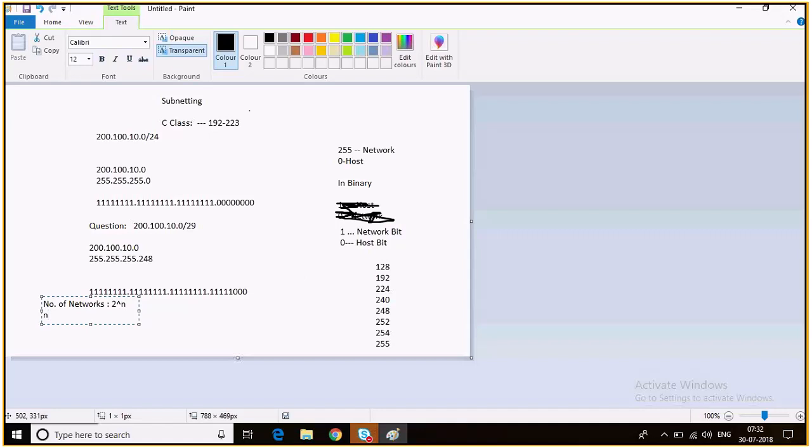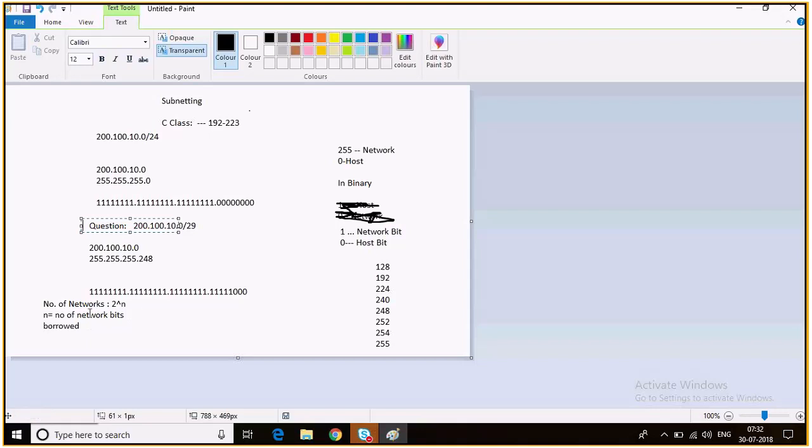N is equal to the number of networks borrowed. Network means number of ones, right? And I have to also make sure that I write things properly. Borrowed means the ones which we just converted, not the total number of ones. So the total number of ones that we have in this question is 29, right? But out of which 24 were already there with me when I started out with the default subnet mask. So n here will be equal to 5, not 29.